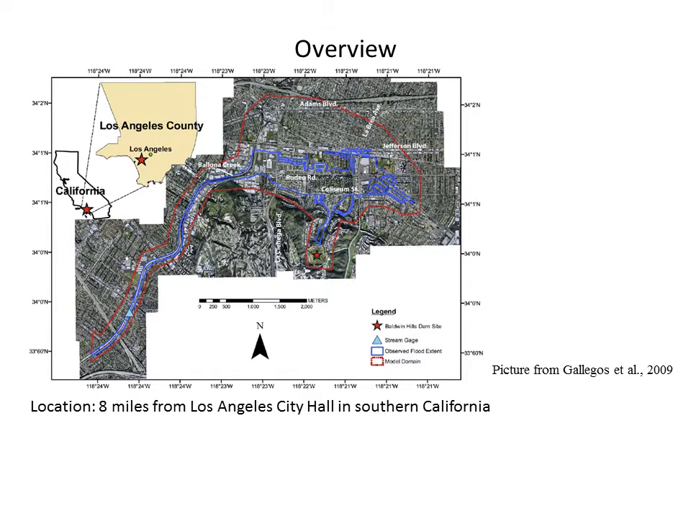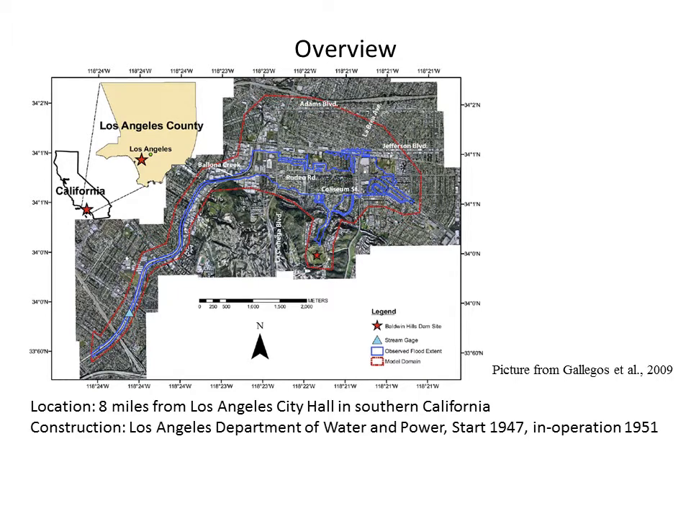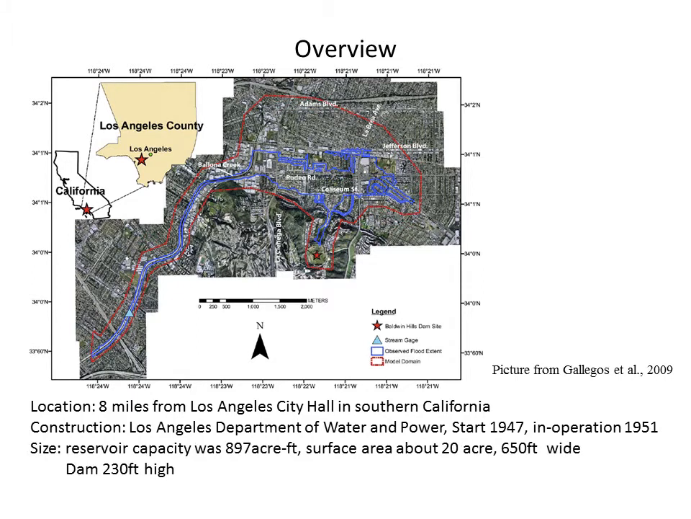Baldwin Hills Reservoir and its supporting dam were located about 8 miles from Los Angeles City Hall in Southern California. Los Angeles Department of Water and Power spent 4 years in the construction of this water supply facility, starting in 1947. Only in 1951 did the Baldwin Hills Reservoir become operational. The reservoir capacity was 897 acres with an estimated surface area of about 20 acres. As part of the description of this facility, it was found that a high dam of 230 feet was used to impound the water inside of the 650 feet wide reservoir.